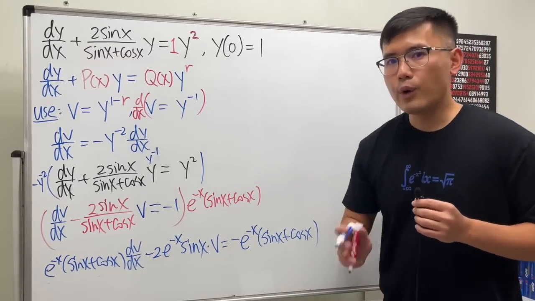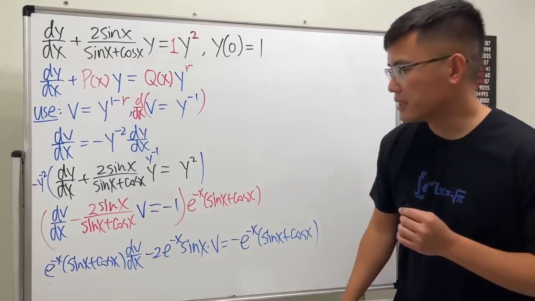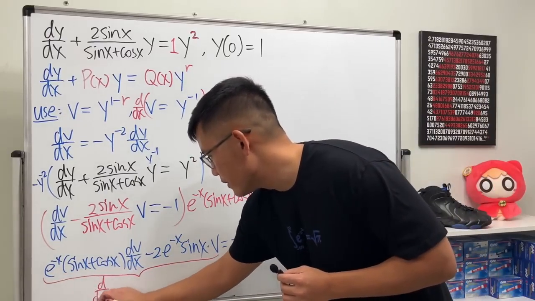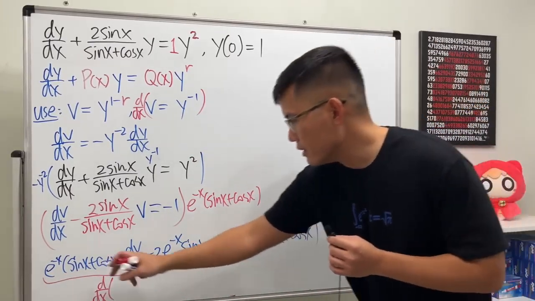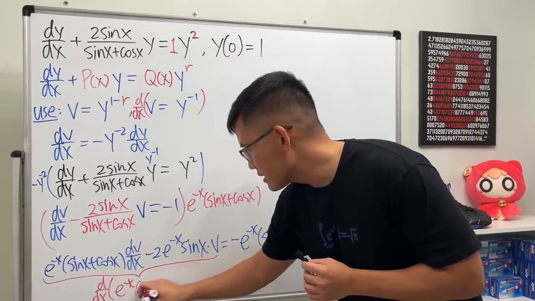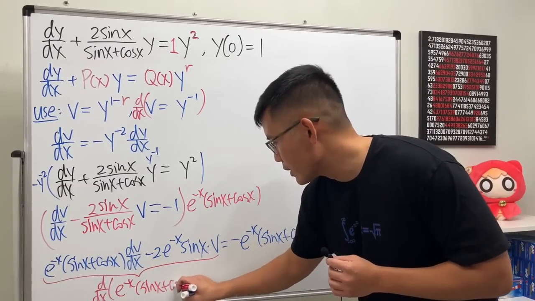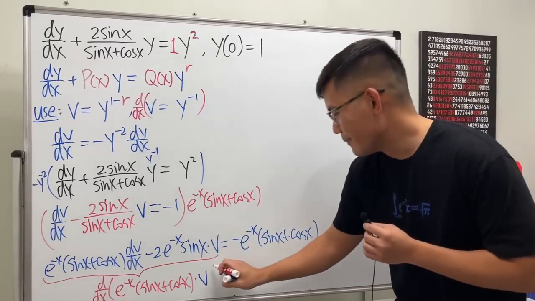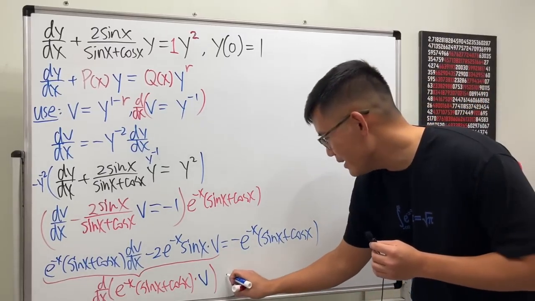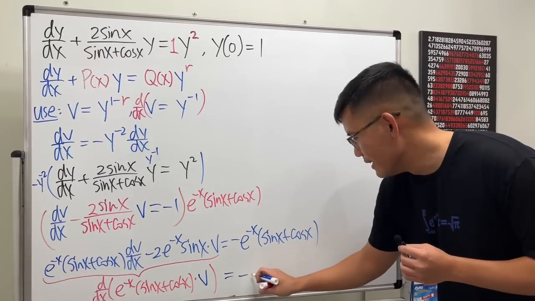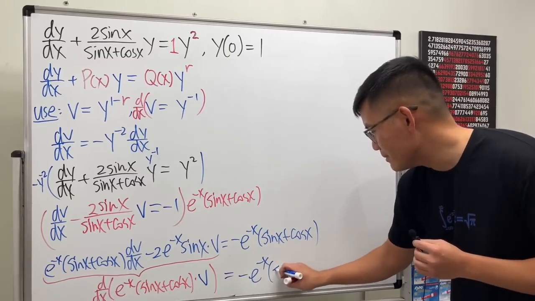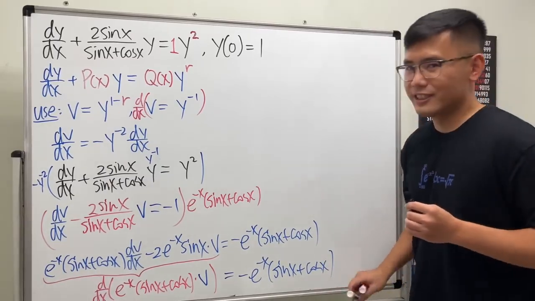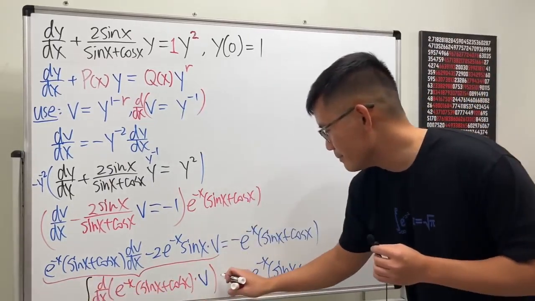And now let me tell you guys how cool a first order linear differential equation is. The left hand side is always going to be the derivative of the integrating factor times v, namely that part, e to the negative x times sin x plus cosine x times v, right? Because we are using v for our variable here, guaranteed. And this right here is equal to our negative e to the negative x times sin x plus cosine x. And of course, integrate both sides.